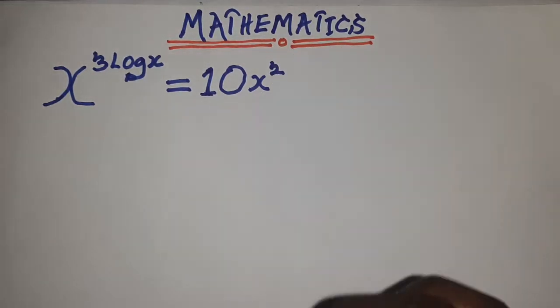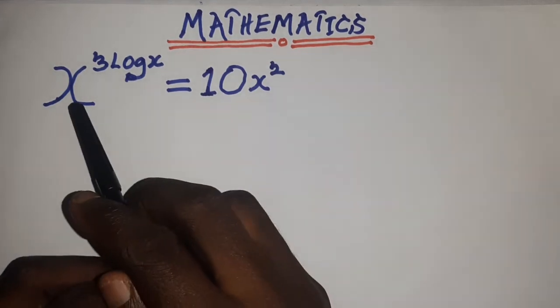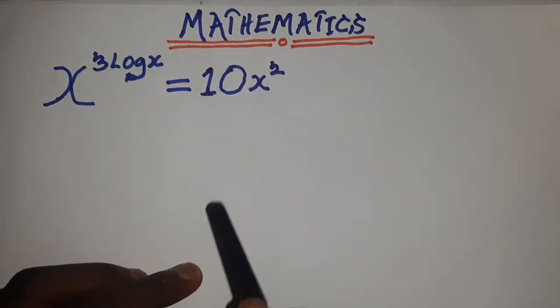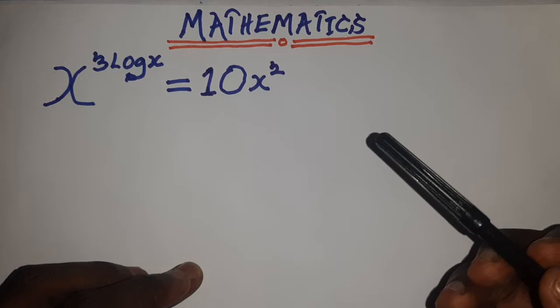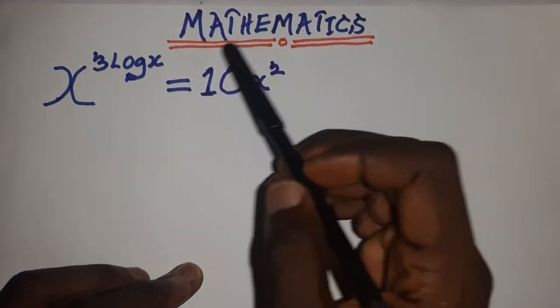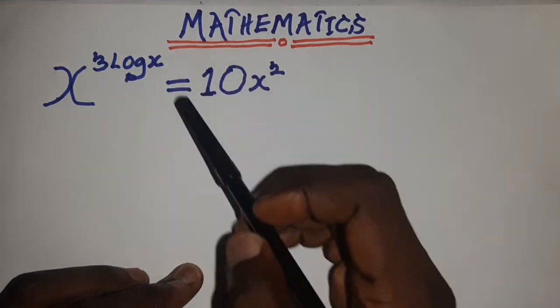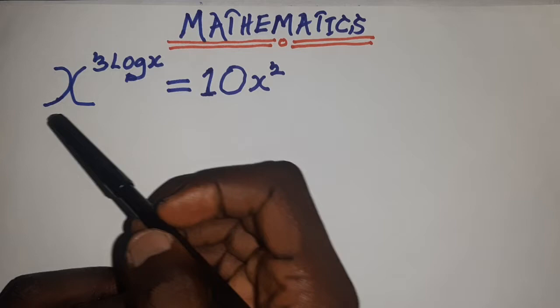Okay, so we have this interesting exponential equation here. It says x raised to the power 3 log x equals 10x squared. Just by looking at it, you might try to adjust the right hand side to look like the left hand side. You might want to make the right hand side x raised to the power something, just like how the left hand side is x raised to the power something, and then you cancel out the bases.